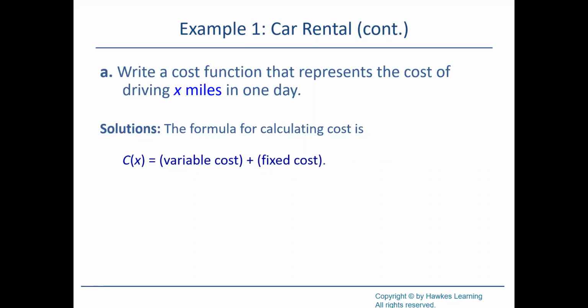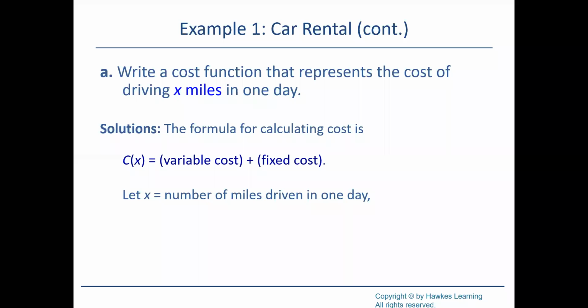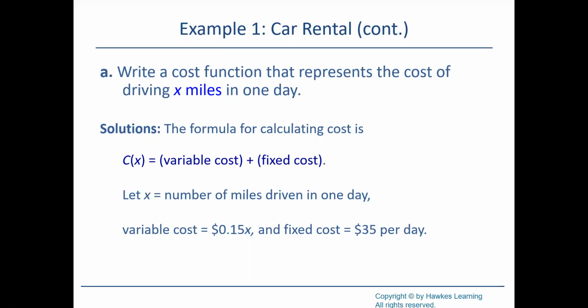In Part A, we have to write a cost function that represents the cost of driving X miles in one day. Let's start with the formula C of X, or the cost, is the variable cost plus the fixed cost. Let X be the number of miles driven in one day. Variable cost is 0.15 times X, and the fixed cost is $35 per day. Inserting this into the formula gives C of X equals 0.15X plus 35.